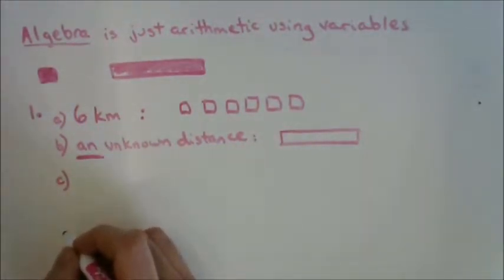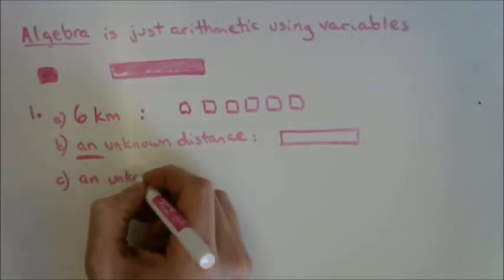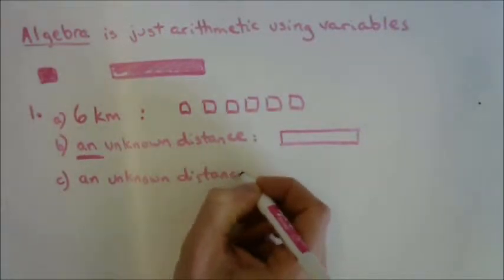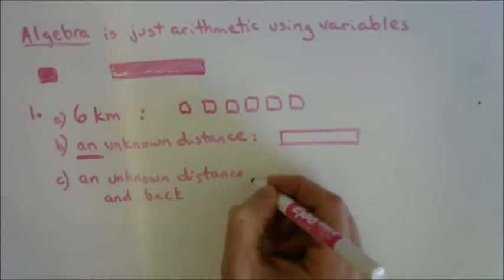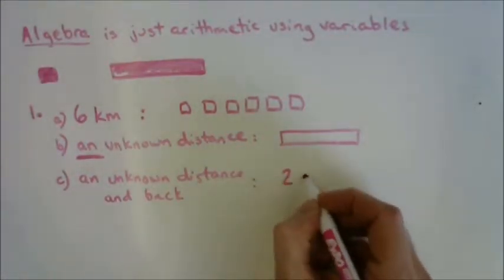How would we do an unknown distance and back? Two of the bars. Two of the bars. The unknown distance is x. We don't know how long it is. Doesn't matter where you're going. You don't know how long it is. But if you go that same distance exactly twice, so there and back, you have 2 x's.